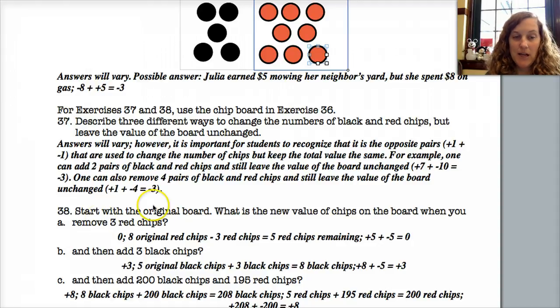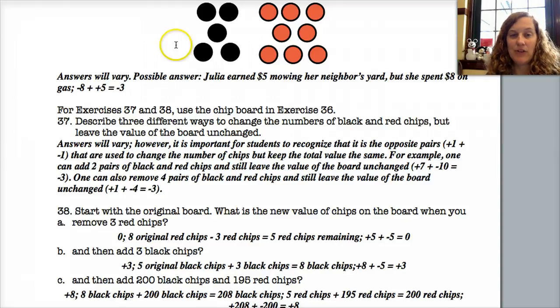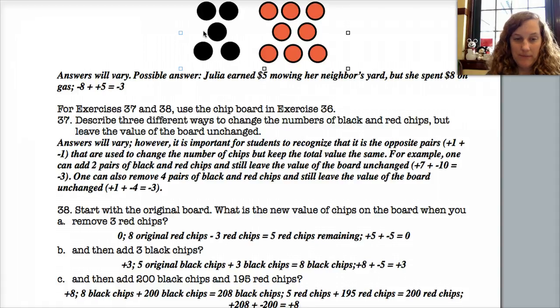Okay, so I'm going to leave it the way it is. I have 0, and I'm going to add 3 black chips. Adding 3 black chips is going to give me a positive 3, because I was at 0. So that means I'd have 8 black. I removed the 3 reds, so I now have 5 red and 8 black, which gives me positive 3.